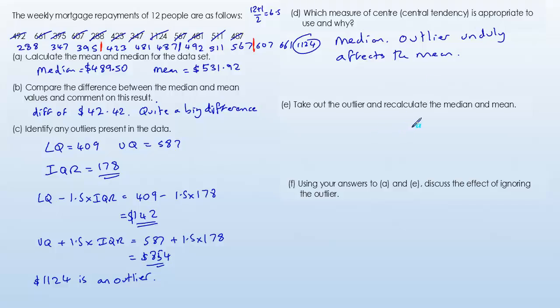Take out the outlier and recalculate the median and mean. So this one we've circled, we take out. We've now got 11 pieces of data. 1, 2, 3, 4, 5, 6, 7, 8, 9, 10, 11. Let's take out these marks. If we do 11 plus 1 divided by 2, that's 6. So 1, 2, 3, 4, 5, 6. The median is now 487.